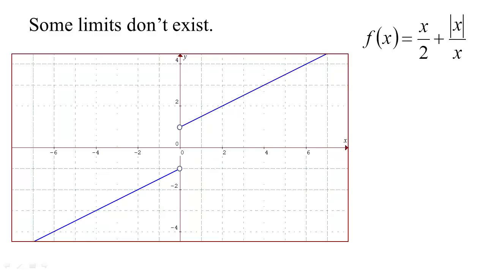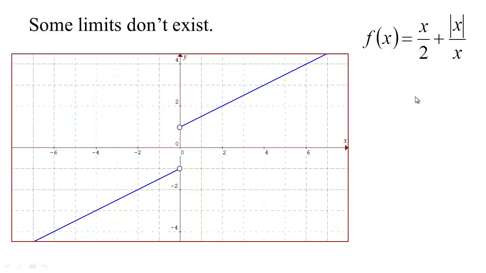So, for example, I have this function. It's f of x equals x over 2 plus the square root of x over x. If you look at it, its graph looks like this. So it's got a jump right here at 0. You can tell that it's not defined at 0 because that would have a 0 over 0. So that's indeterminate.